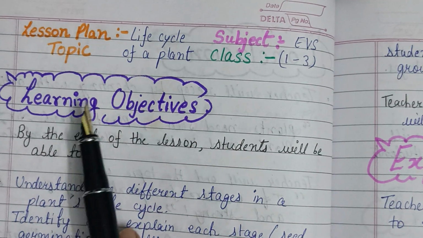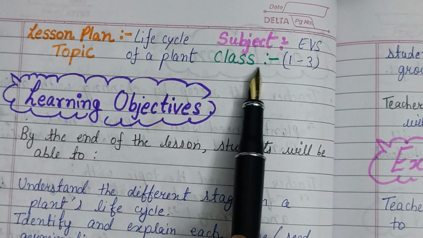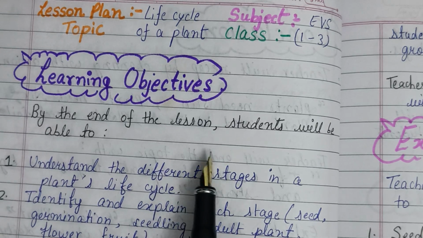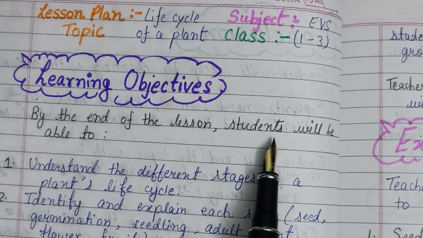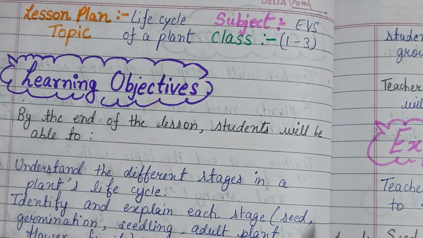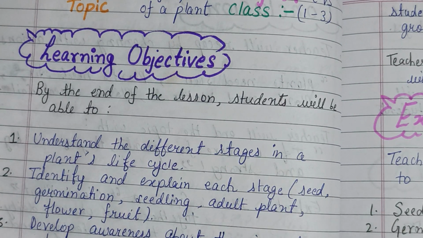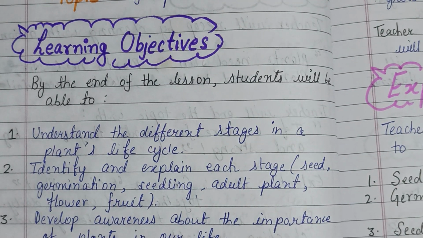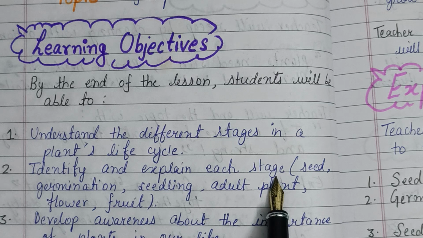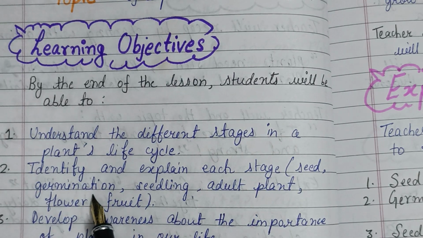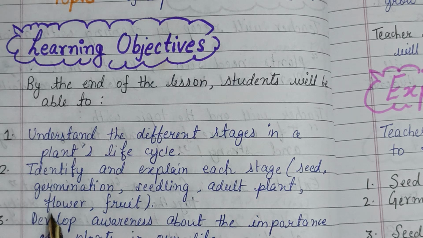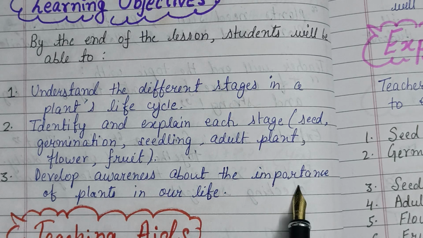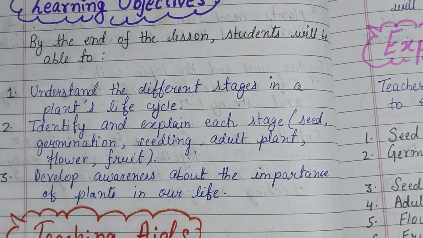Today's topic is life cycle of a plant, subject EVS for class 1 to 3rd. Learning objectives. By the end of the lesson, students will be able to: first, understand the different stages in a plant's life cycle; second, identify and explain each stage: seed, germination, seedling, adult plant, flower, fruit; third, develop awareness about the importance of plants in our life.